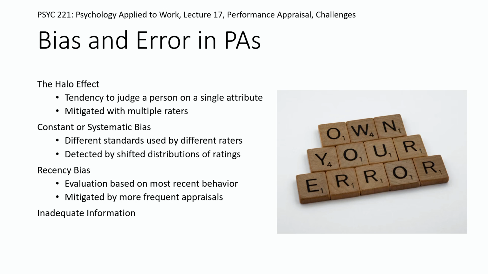Then there's inadequate information. This is more of an error, and that's simply where you just don't know enough about what the person does. And that can be for several reasons. One is maybe you're new in your job, and this person has only worked for you for 2 months, and you're supposed to assess their full year. Well, that's not really very fair. Or maybe because of whatever circumstances, instead of having 6 people that work for you, you've got 60. And how can you possibly know enough information?